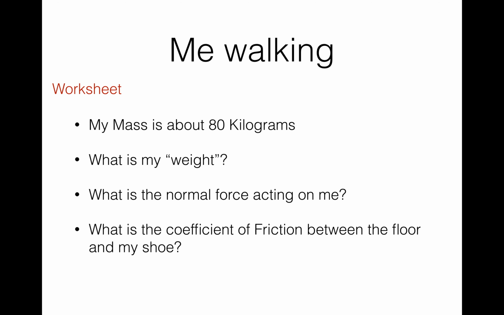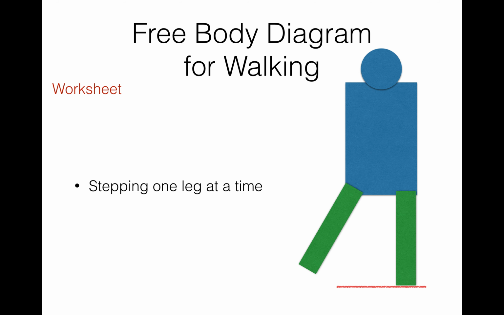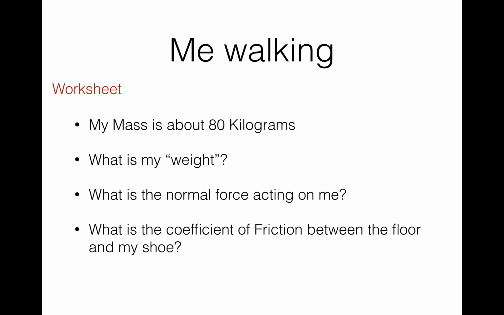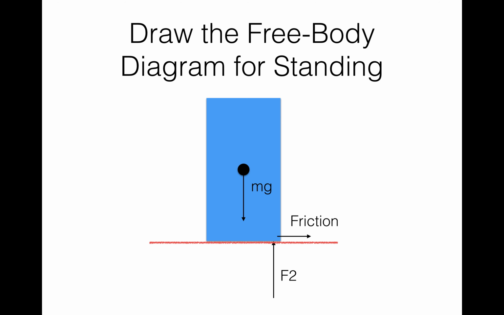So here's me walking. I take my stepping one leg at a time. I take my first step. And here's the free body diagram. So now I simplify my body, both my feet and my legs and my body, all to just one block. I've got the weight pushing down on me. F2, since I'm taking a step, one foot is in the air, so I've only got one foot on the ground, and that's pushing up. And then the other force that's acting on me is friction between my shoes and the floor.